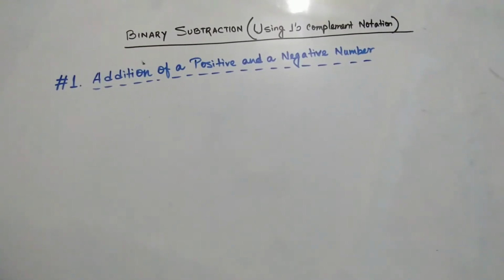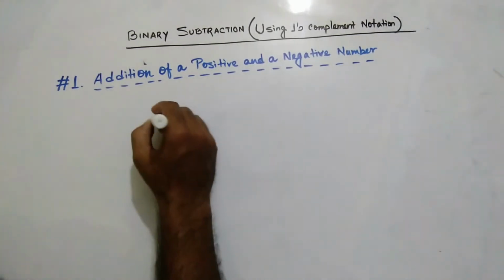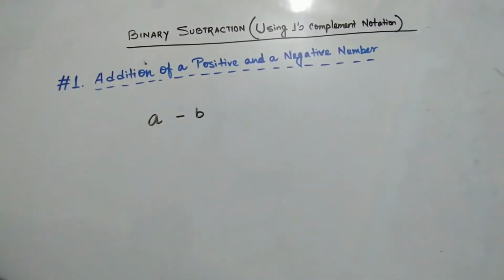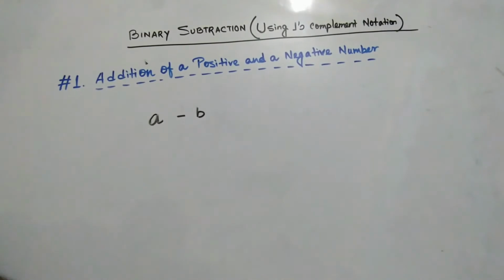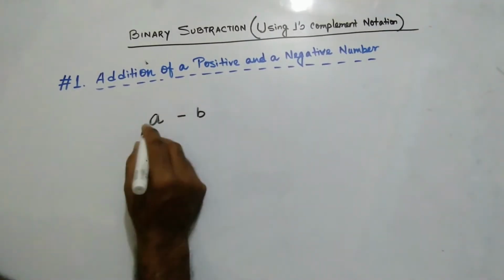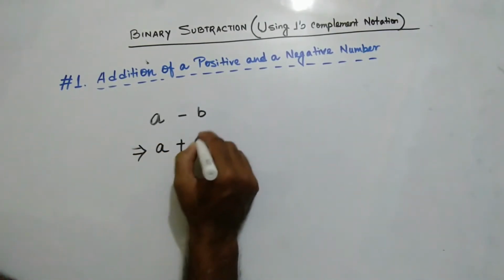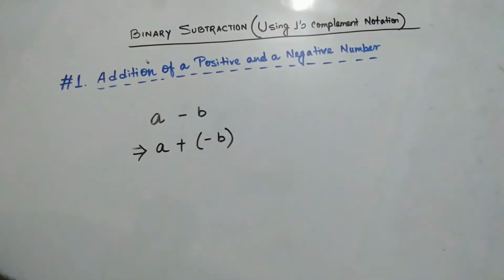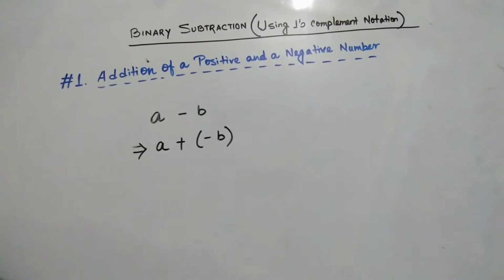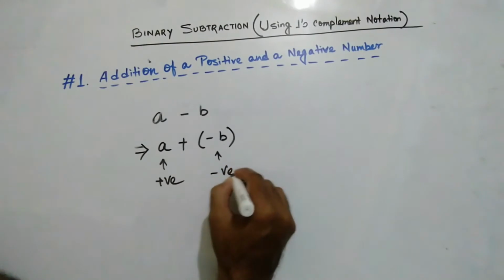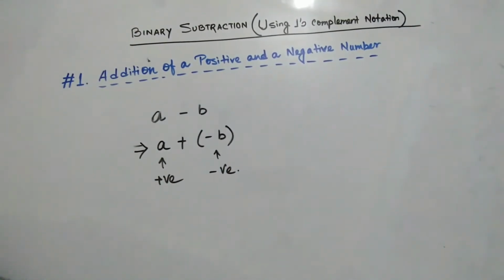Binary subtraction can also be done using ones complement notation. Say, for example, we have two binary numbers a and b, and we want to subtract the binary number b from the binary number a. In place of a minus b, this can also be interpreted as a plus of minus b. So it's a special case of addition. We are actually adding two binary numbers, one a positive number and the other a negative number. In this way we can also perform binary subtraction.